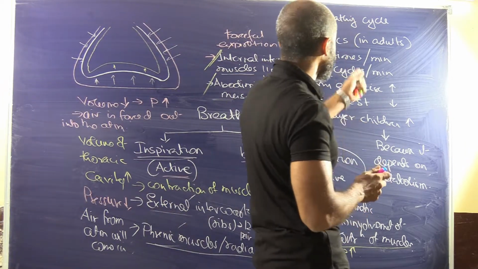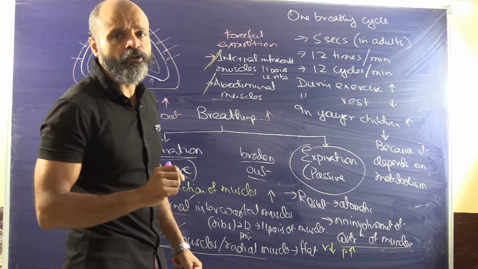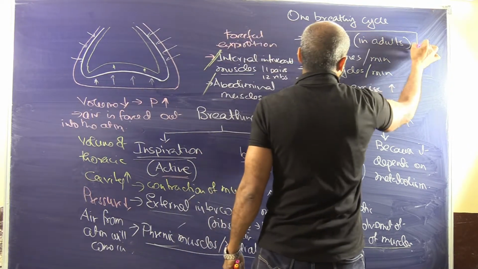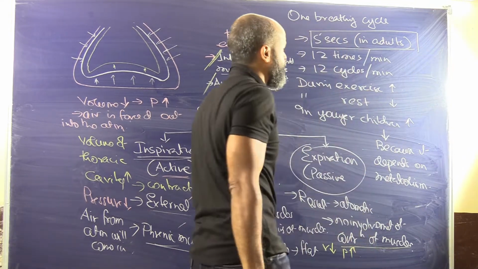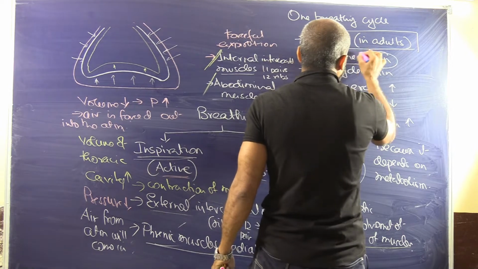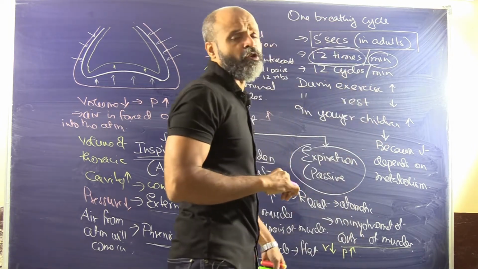Okay, now just a quick look at the rate of breathing. In adults, the rate of breathing is 5 seconds per breath, which means that in 1 minute we approximately breathe 12 times.